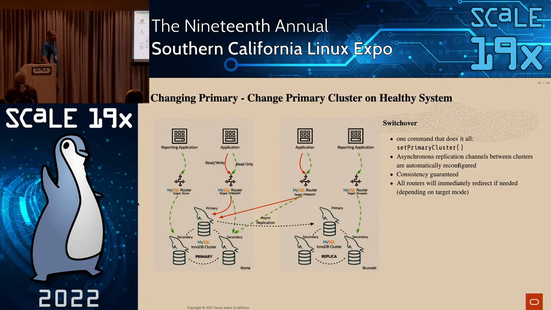I'll explain it. I have a couple slides, but I'll explain it here already because I kind of have to put some context on that. So let's say we have two data centers, so Rome and Brussels. The primary is in Rome. We have 4 routers, 2 in each. We have a target mode. It's a bit hard to see. I need to change the font here. You have different target modes.